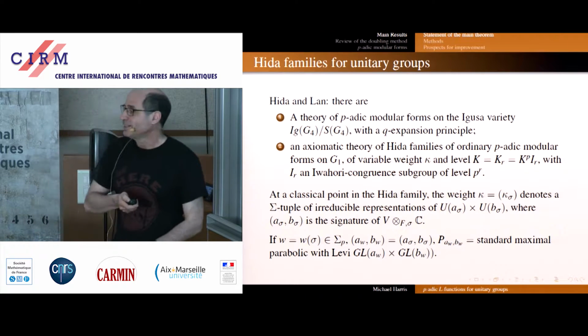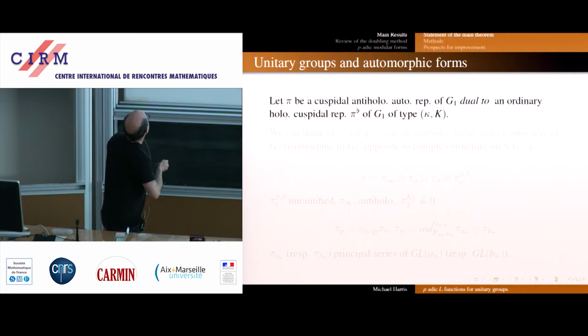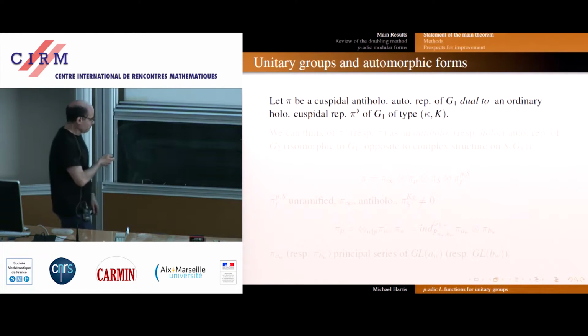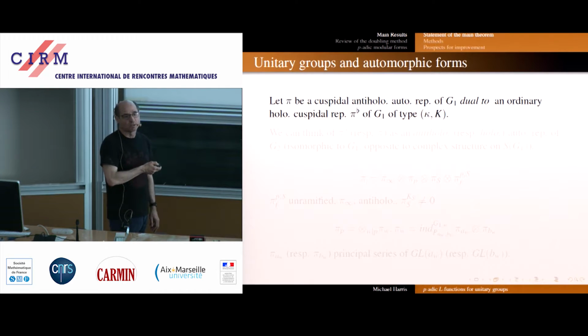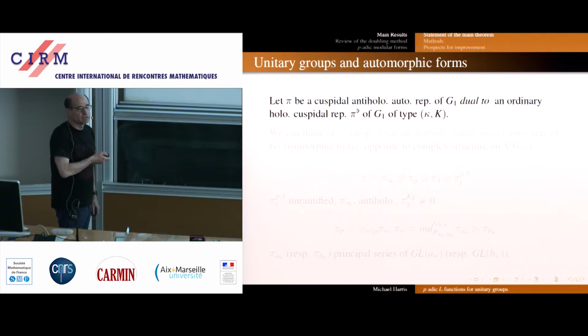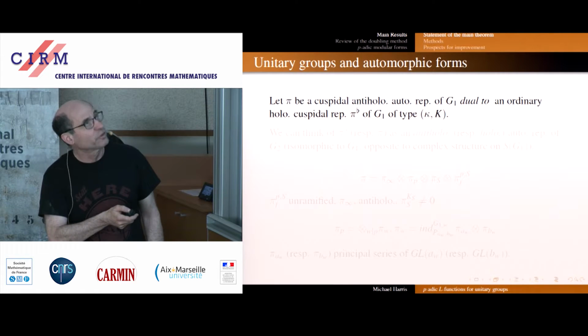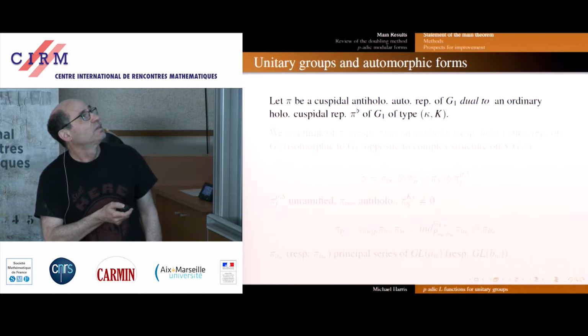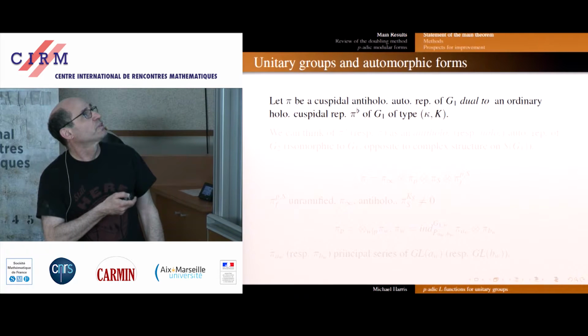Still, we haven't got to it. We're getting closer to a statement of a theorem, but still there's notation. Now, okay, pi. Now, something that turns out to be natural. The Hida theory is actually not about holomorphic forms, or part of it's about holomorphic forms, and part of it's about anti-holomorphic forms. So pi is a cuspidal anti-holomorphic automorphic representation of G1, but it's also about holomorphic forms, and that's dual to an ordinary holomorphic cuspidal representation, which is denoted pi flat.